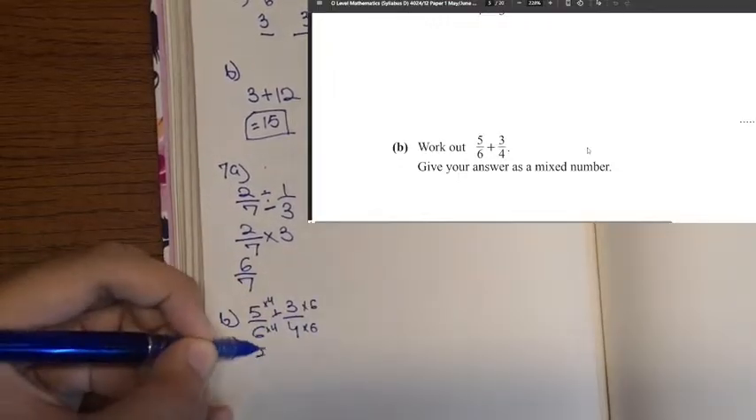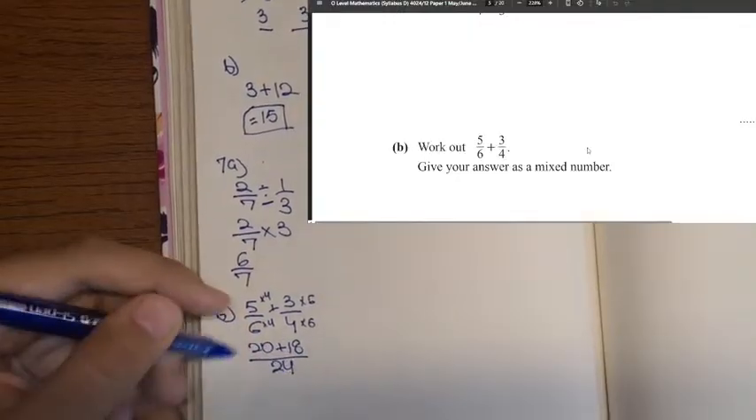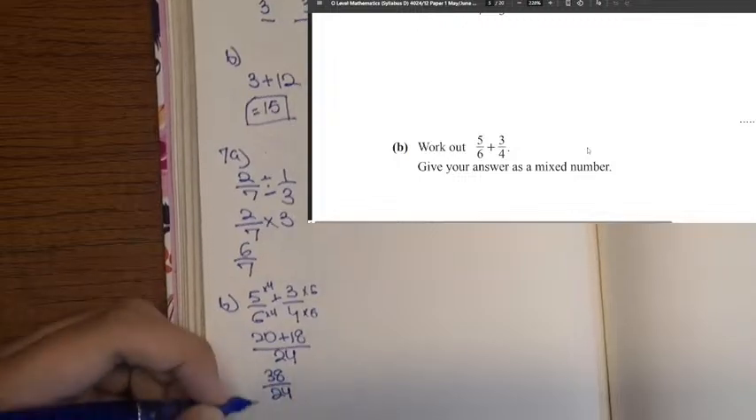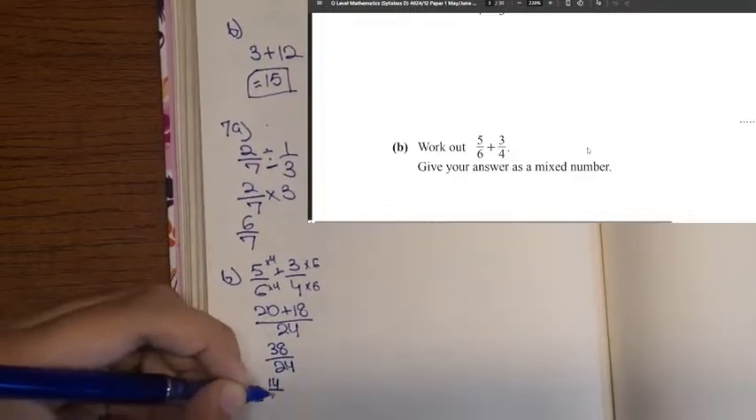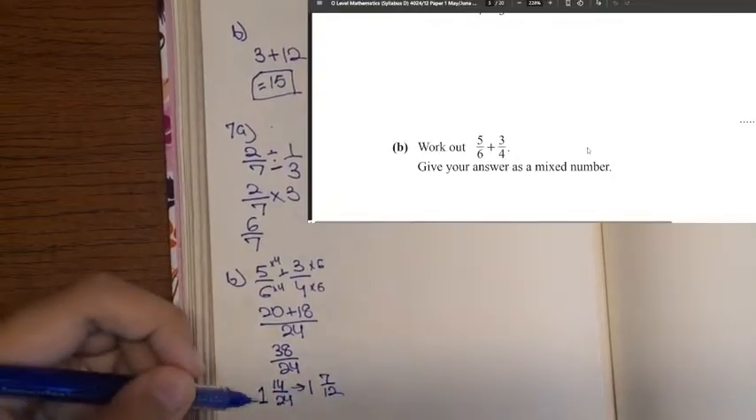5 4s are 20 and 6 3s are 18. And then in the denominator we have 24 on both. So this becomes 38 upon 24. And now we can evaluate this into a mixed number. 24 1s are 24, and then we have a remainder of 14 upon 24, which can also be changed into one whole, 7 upon 12. So this is the answer.